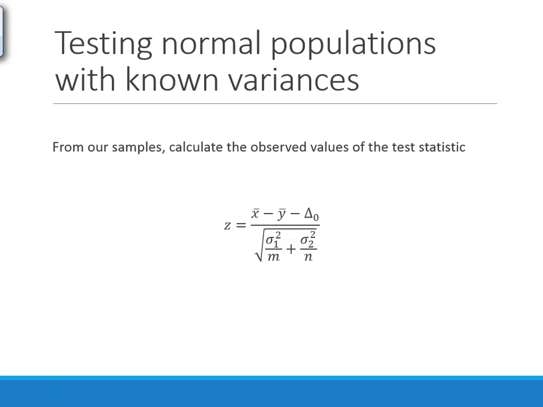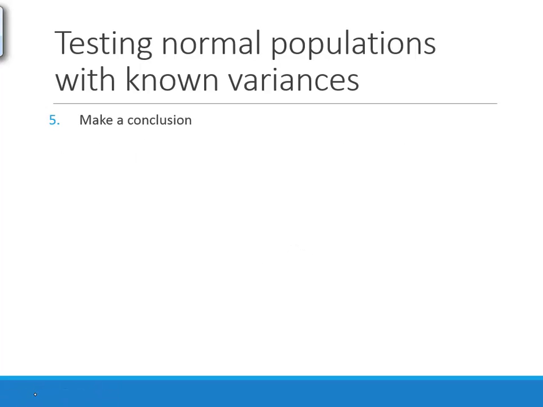And so we'll actually calculate this test statistic, and note that we have all this information. I know my sample means, I have my hypothesized difference, I know my variances, and I know my sample sizes. So this is something that I can calculate. And then finally, of course, I'll make a conclusion. We're going to do the same thing we've done before: compute p-values and conclude.